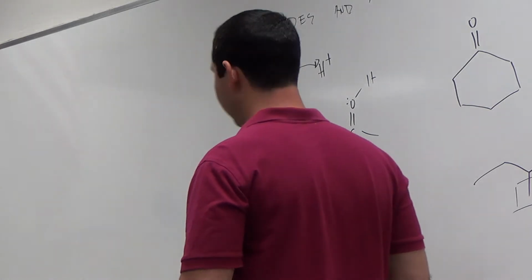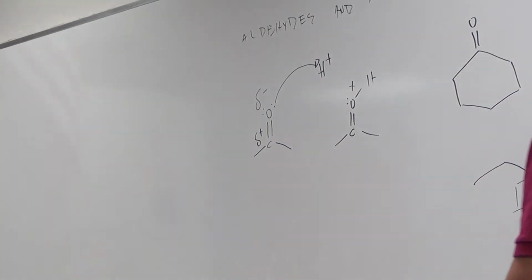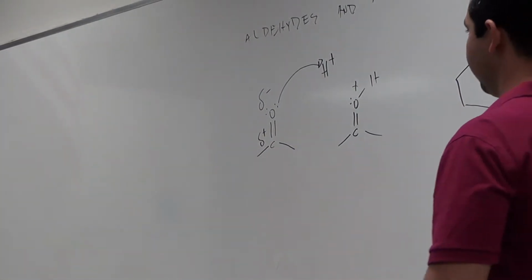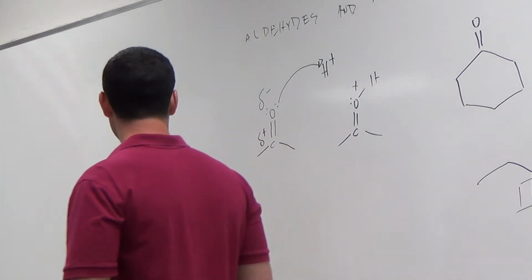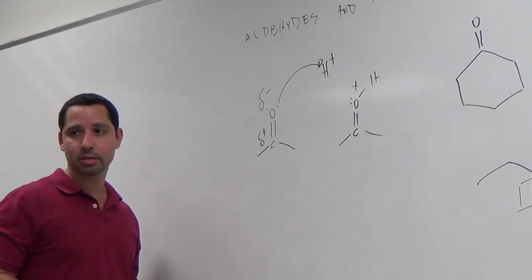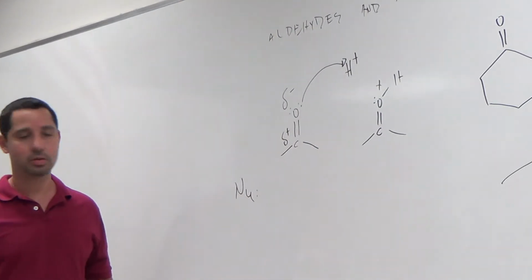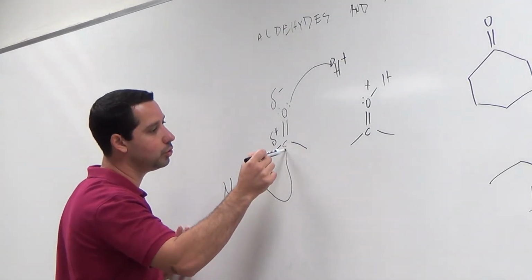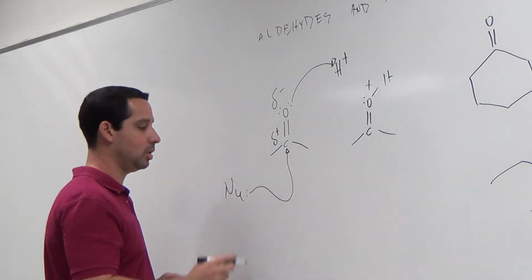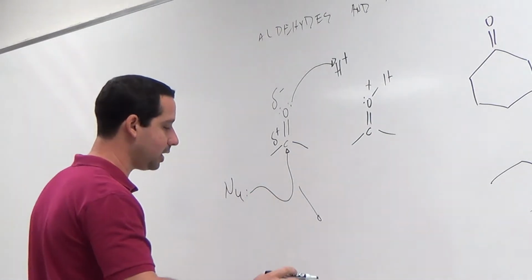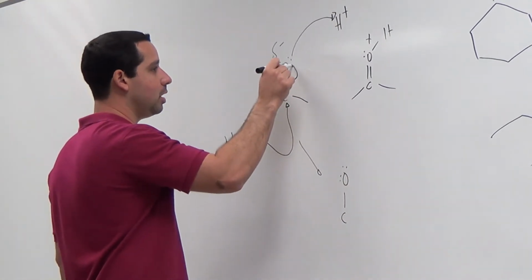Now there will be a positive charge on that oxygen. Yes or no? Yep. It also has a positive side, and this positive side gets attacked by nucleophiles. So if you have a nucleophile, the nucleophile is going to attack there. And if the attack happens, the electron pair from there goes that way.